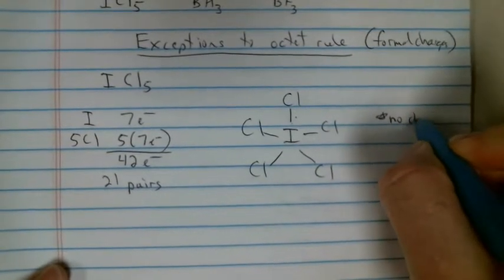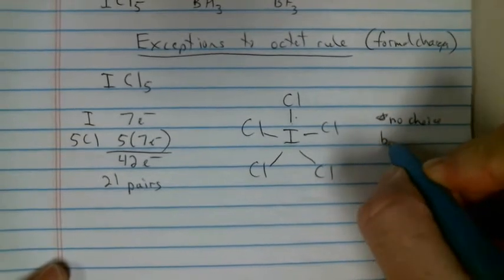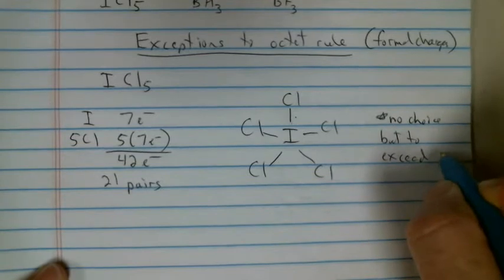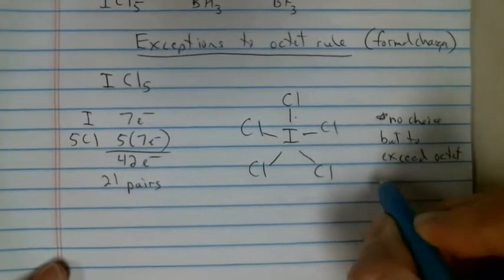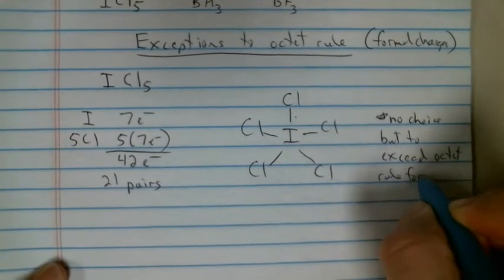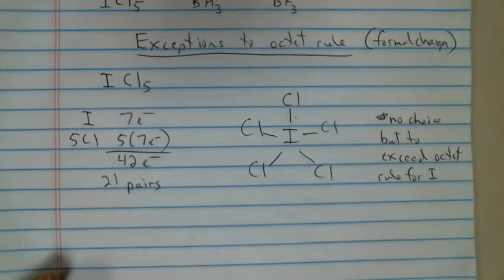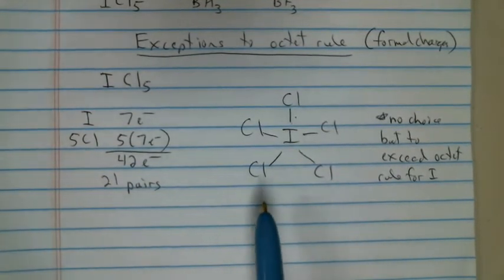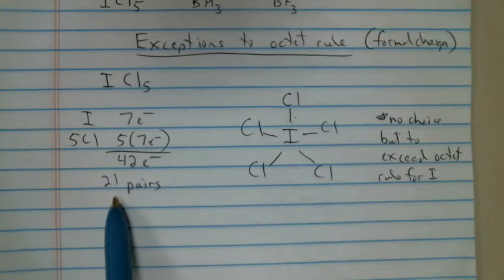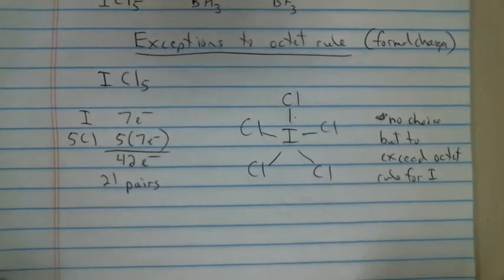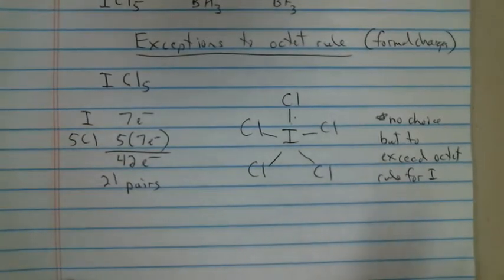So no choice but to exceed the octet rule for iodine, right? Got to have those bonds there. All right, and then let's go ahead and stick the rest of the pairs of electrons around there. So 21 pairs, and instead of dots, I'm going to use dashes for the lone pairs this time. It's just a little quicker.